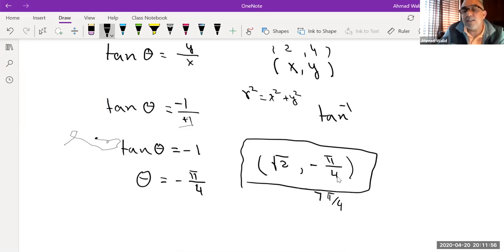And after that, why tangent? Because always if I ask you to change to polar, I give you Cartesian coordinates. It means I always give you x and y. That's why you see in tangent, it's always y over x. That's why you are using tangent. Okay, thank you. Let's do another one.